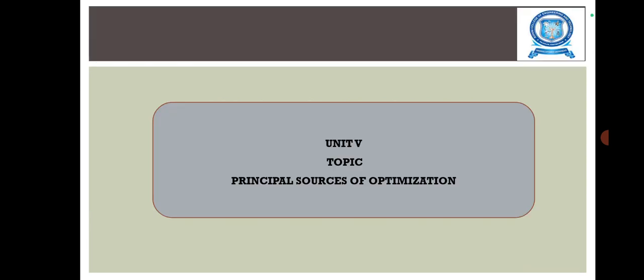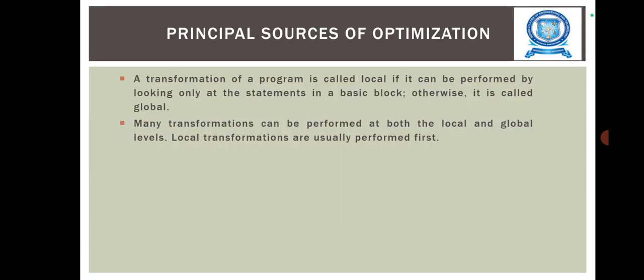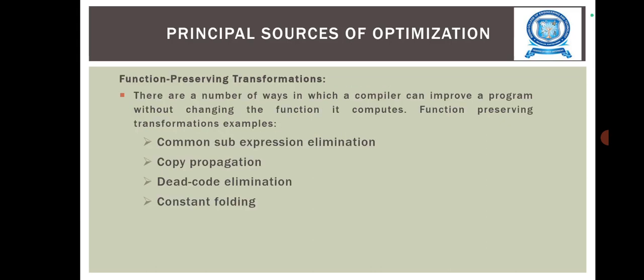Unit 5, Topic: Principal Sources of Optimization. A transformation of a program is called local if it can be performed by looking only at the statements in a basic block. Otherwise, it is called global. Many transformations can be performed at both the local and global levels. Local transformations are usually performed first.